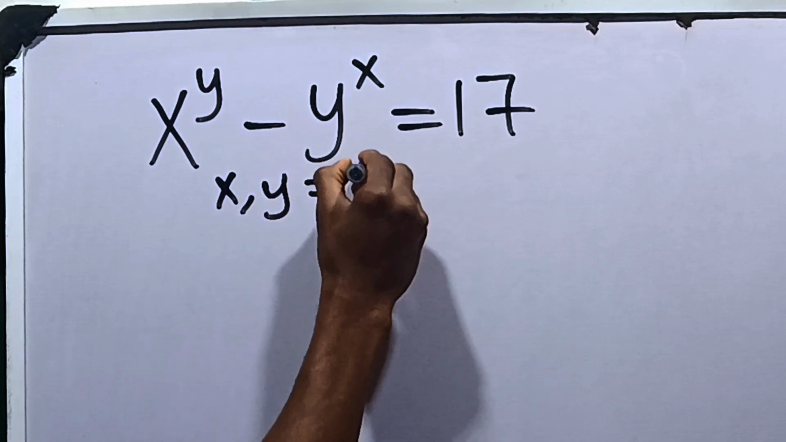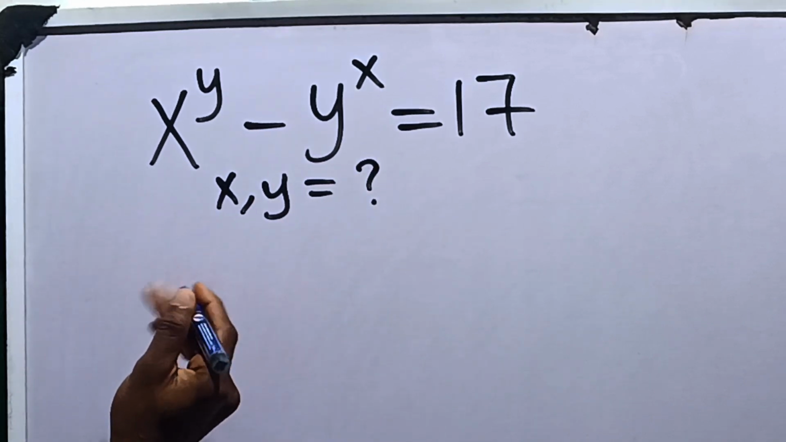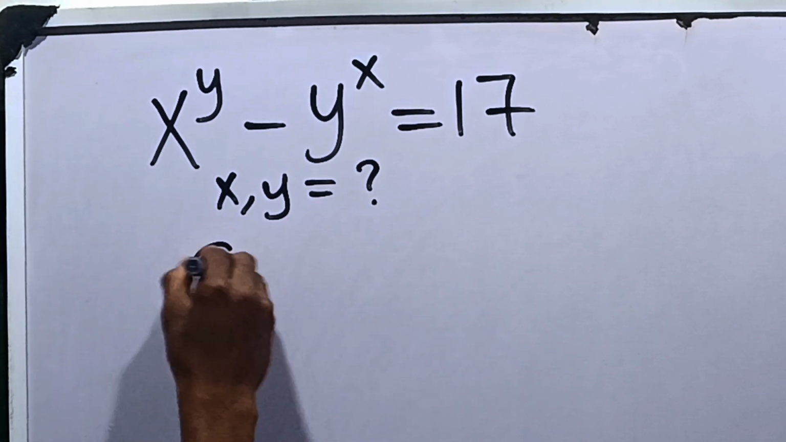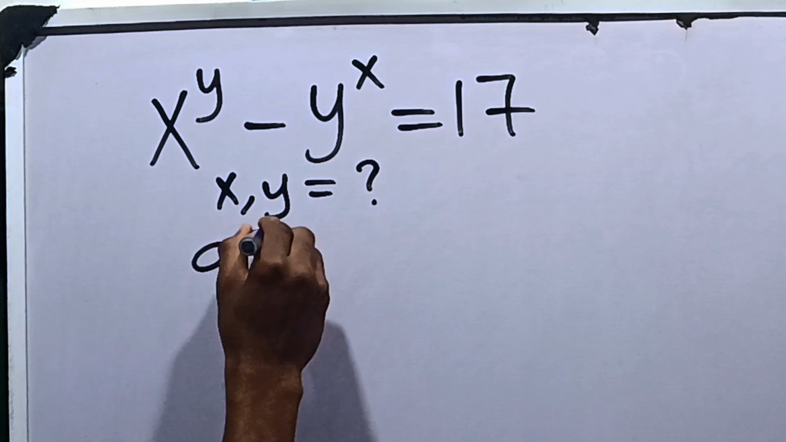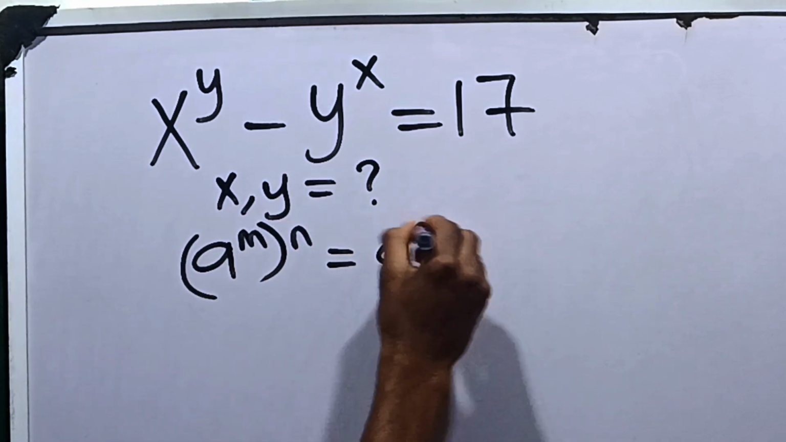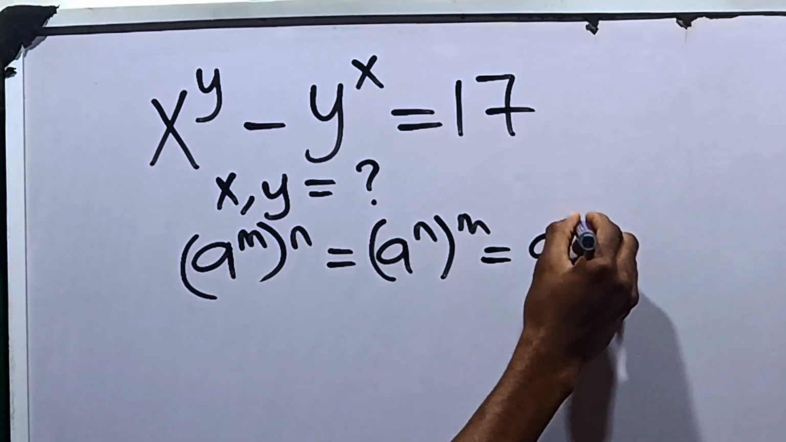Now, first thing we can do here is to outline the law of indices. The law of indices we're going to use here says that a raised to power m, all raised to the power of n, is equal to a raised to power n, all raised to the power of m, which is equal to a raised to power m multiplied by n.